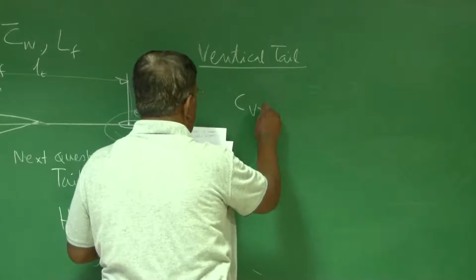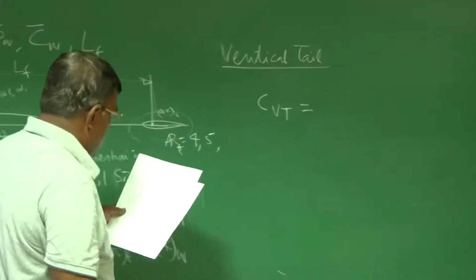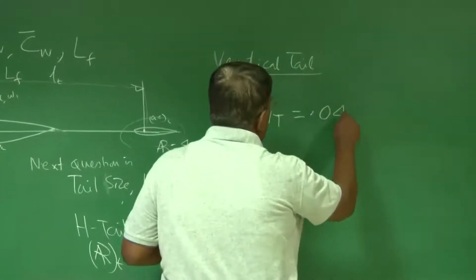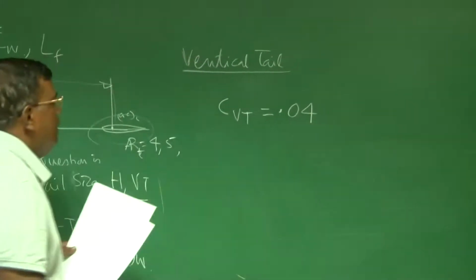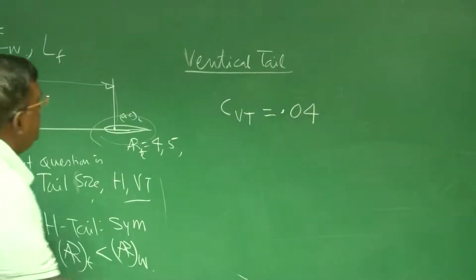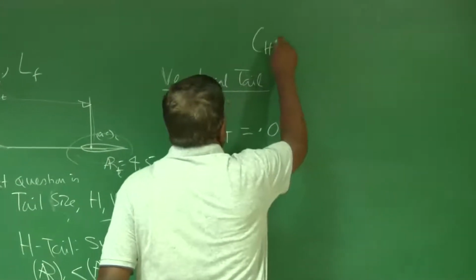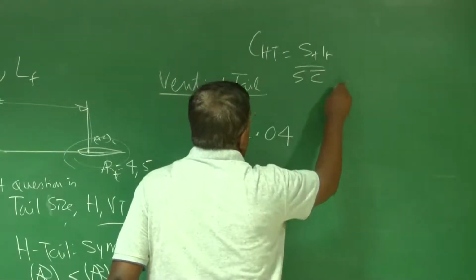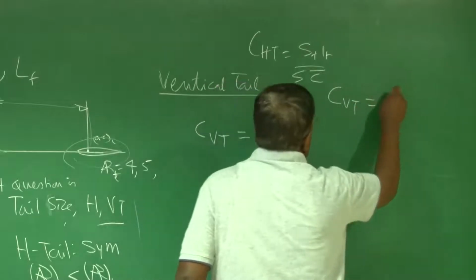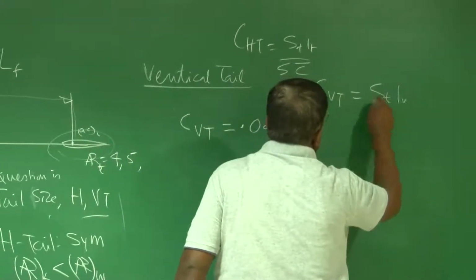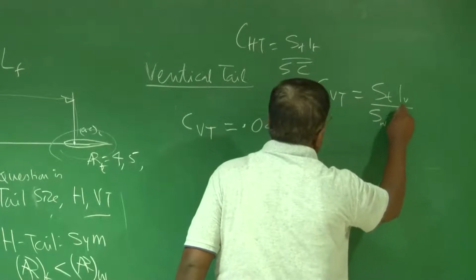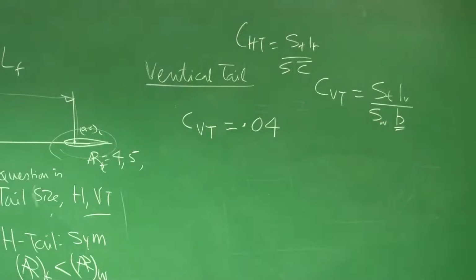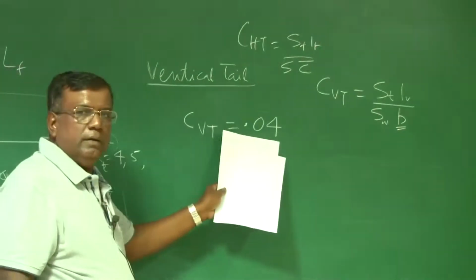There we use the coefficient CVT, which I have given you last class. Say for general aviation it is 0.04. Please also understand, when you define CHT or tail volume ratio, we defined it as ST/LT by SC bar, but for vertical tail we defined it as ST/L vertical tail by S wing into span of the wing, right? So that is why the order of magnitudes are different, okay, right?